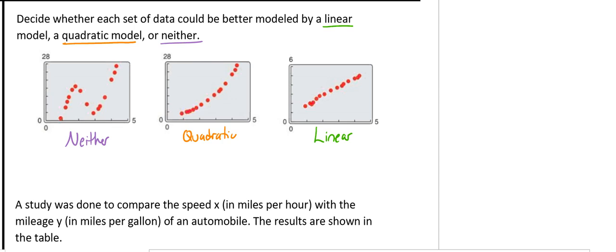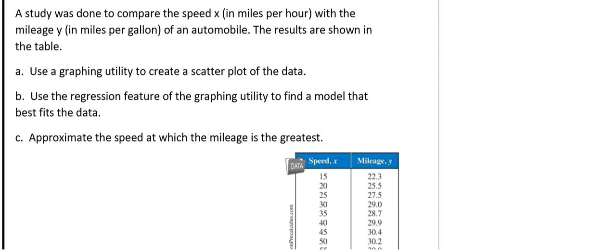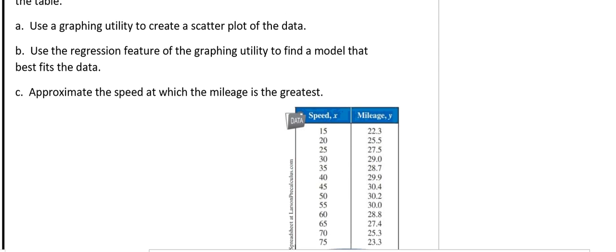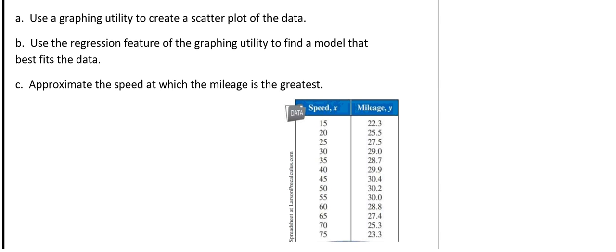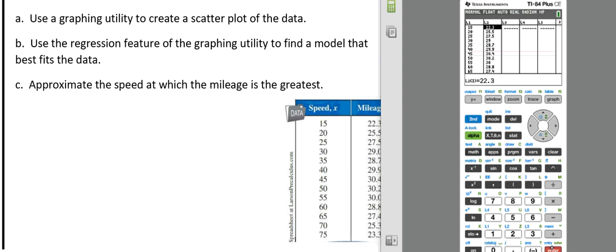Let's do an example. A study was done to compare the speed, x in miles per hour, with the mileage, y in miles per gallon, of an automobile, and we have the following results in this table. So we're going to be using a graphing utility to sketch our scatter plot. What we want to do is enter our values into our calculator. We're going to go to Stat and then Edit. And if there's things inside of your list, you'll need to go up to the top and clear them out and then enter in your data. I've actually already entered in my data for this table.